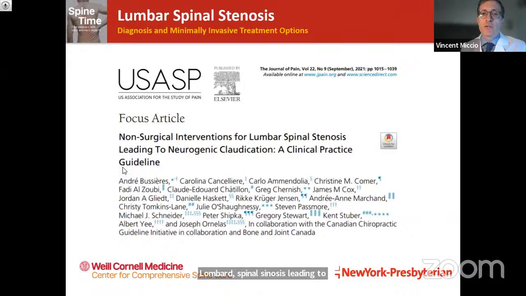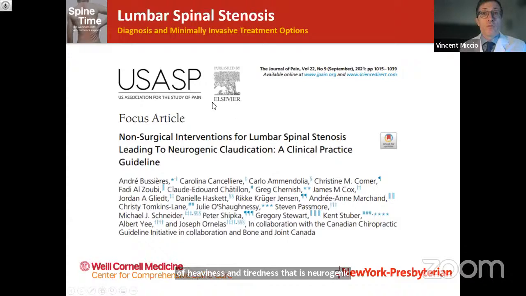Neurogenic claudication is that burning discomfort that patients with spinal stenosis often have in their lower extremities when they're standing up or walking. But as Dr. Pak said, it can also manifest as a sense of weakness. I've heard patients describe it as almost like they're running out of batteries. Their legs just won't take them any further. Often there's a sense of heaviness and tiredness. That is neurogenic claudication.